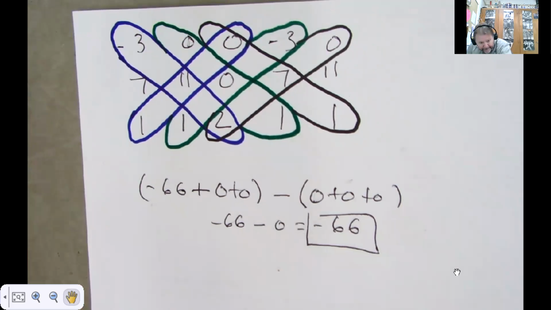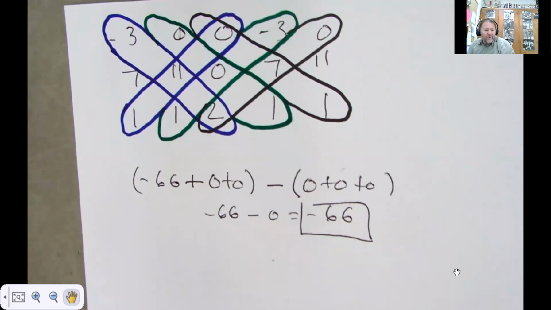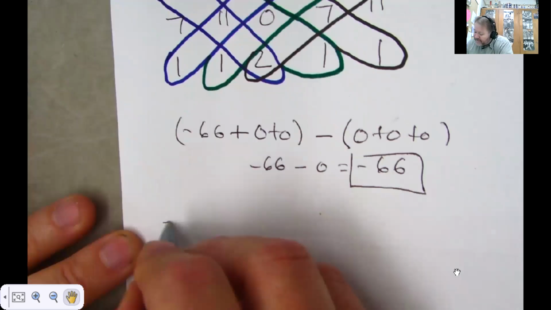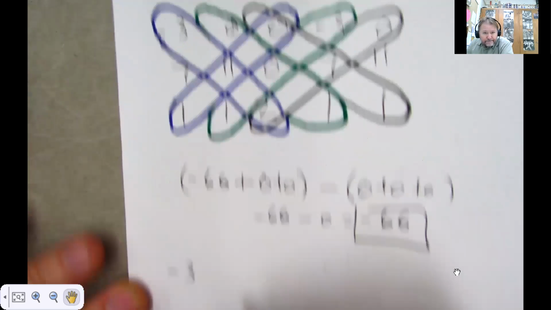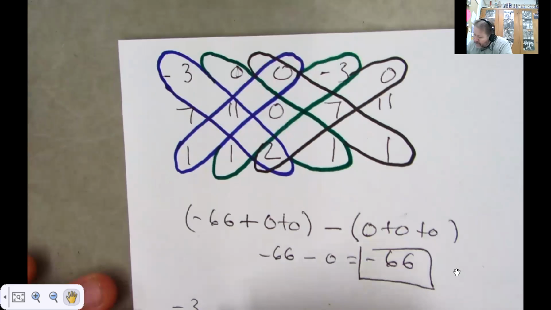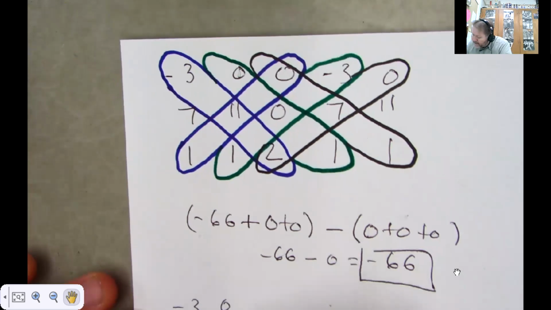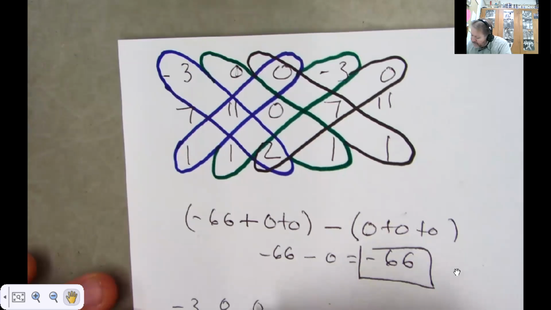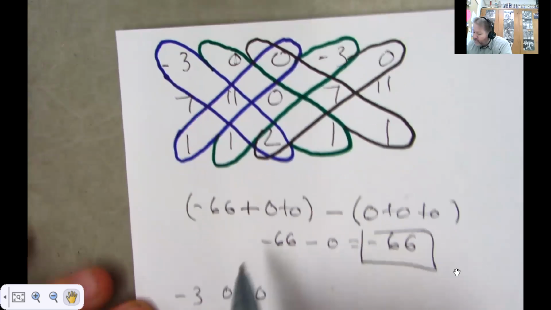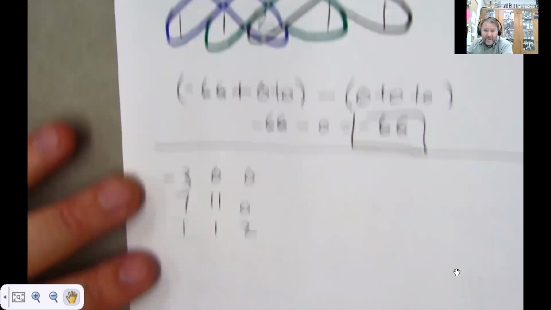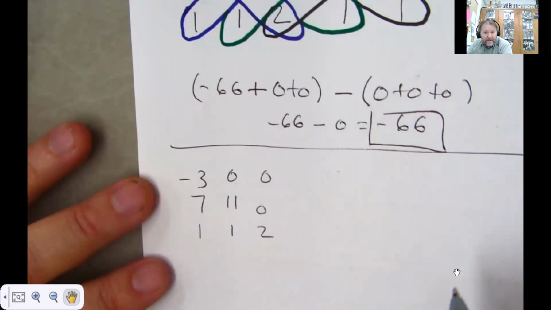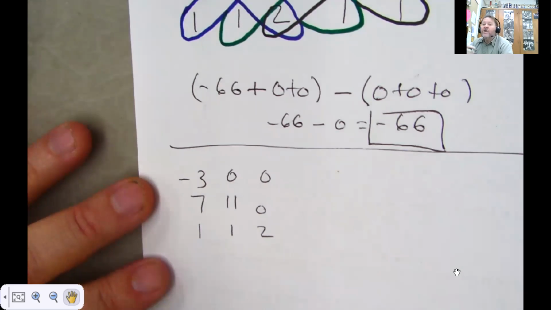Okay, you ready? Now, this method frankly only works for 3 by 3s as well. And I don't know how to describe it. Let me write the original system again. -3, 7, 1, 0, 11, 1, and 0, 0, 2. But I will tell you, if I have a 3 by 3, this is the way I do it. I don't know how to describe it other than you just do it.